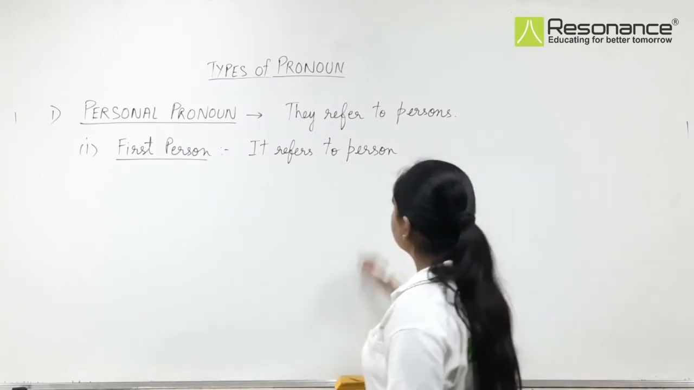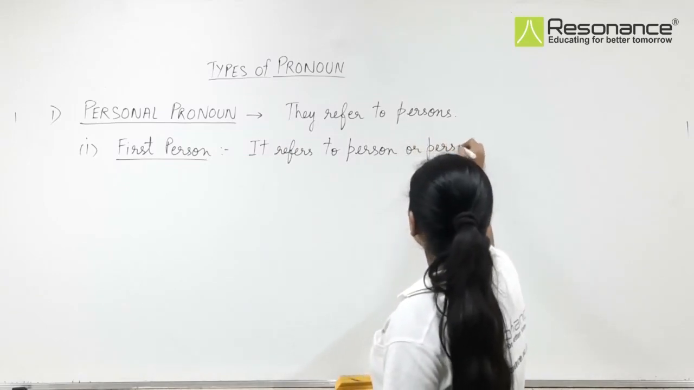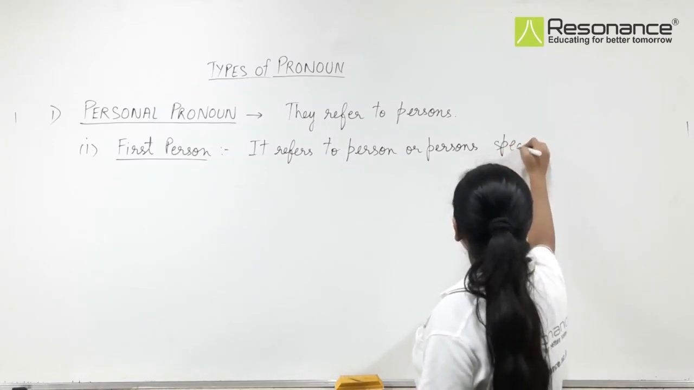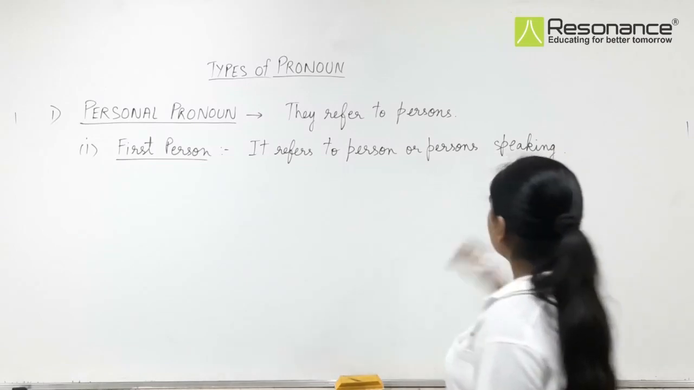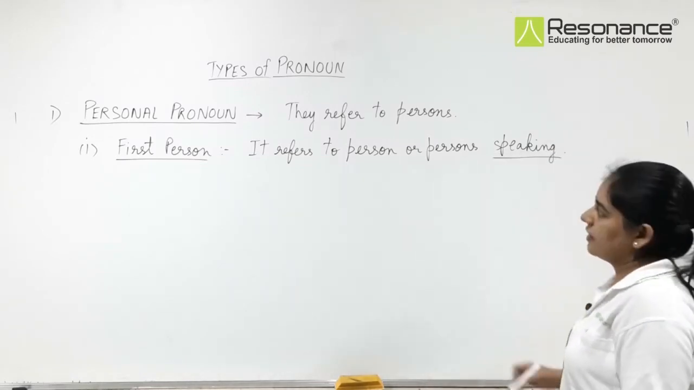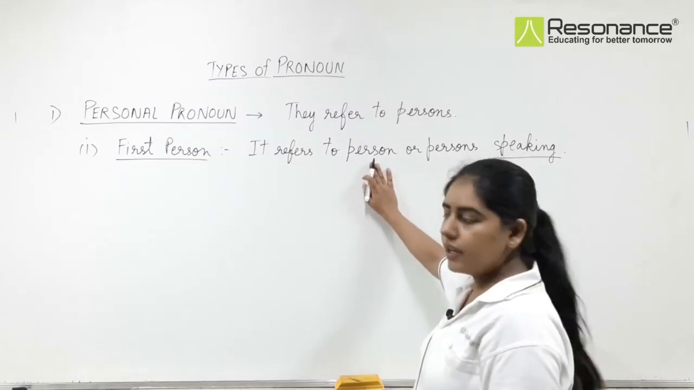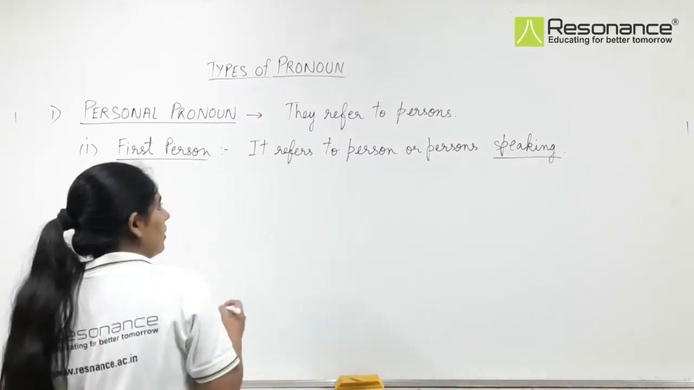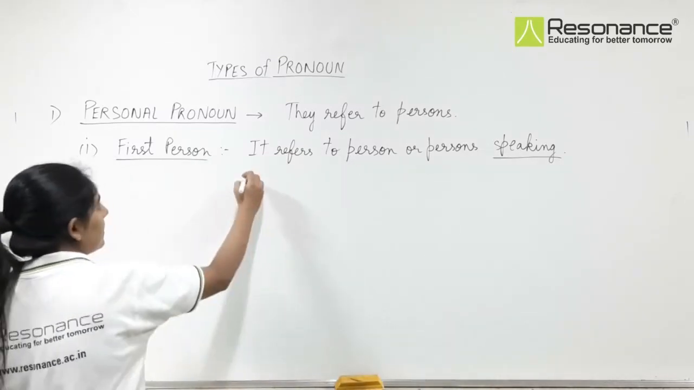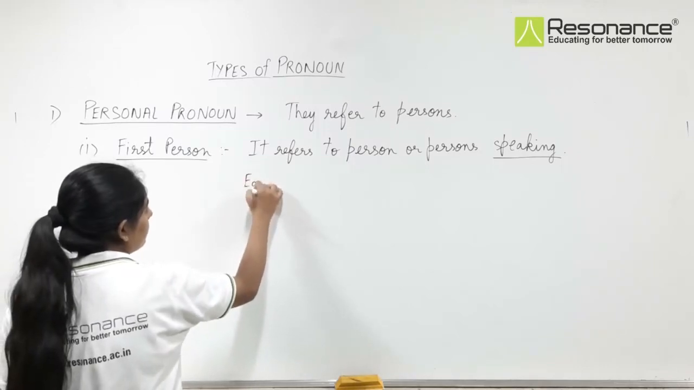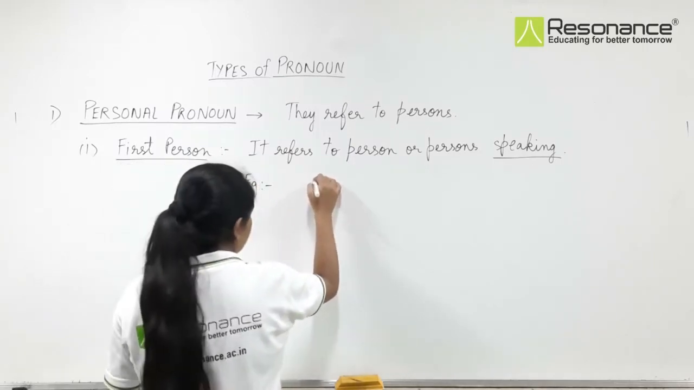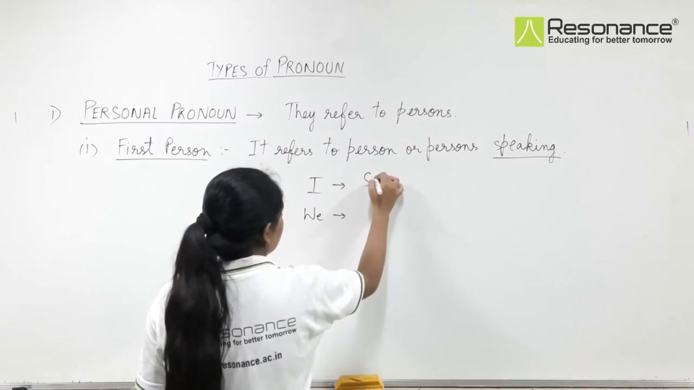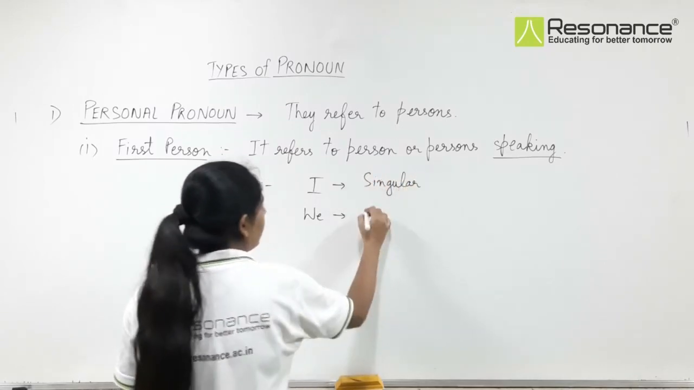You can write it like this. It refers to person or persons speaking. Okay. What is the main term over here? Speaking. Person means singular and persons means plural. Fine. Both cases exist over here. So, what are the examples of first person? I and we. Fine. I is singular and we is plural.